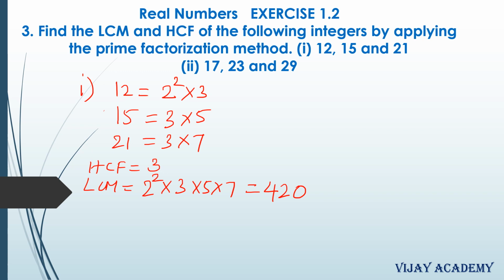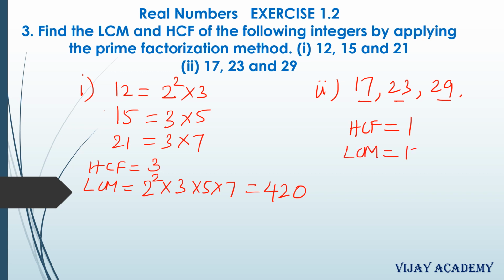So next one, question number 2, we have 17, 23 and 29. So we need to find the prime factorization of each of these numbers. But we cannot write the prime factorization of each of these numbers because these numbers are prime numbers. So the HCF of all the prime numbers is 1, since all the three numbers are prime, whose HCF will be 1 because they do not have any common factor. Whereas LCM is the product of all the prime numbers, 17 into 23 into 29. So by multiplying these three prime numbers, we get 11339.